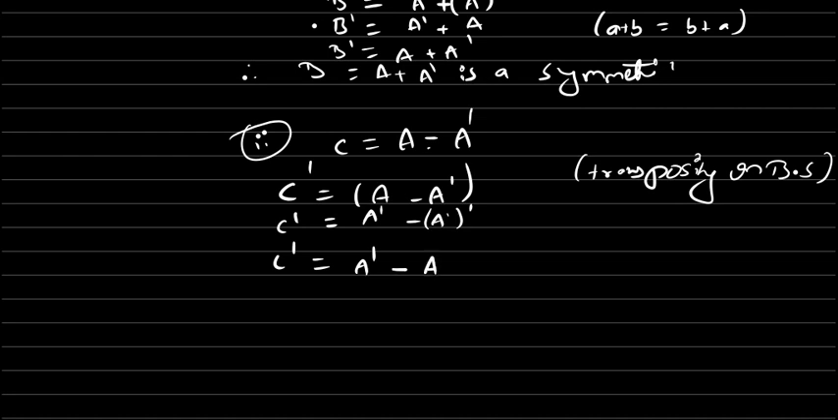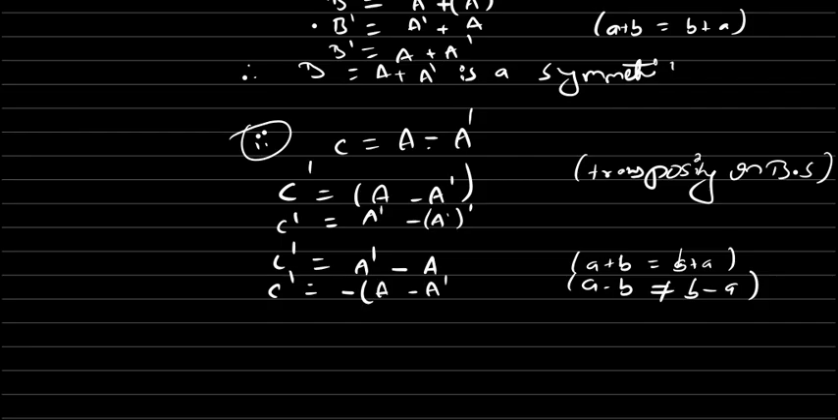Here it won't be like A plus B is equal to B plus A, but A minus B is not equal to B minus A. So for C dash, we will take minus common out of A minus A dash. It is similar to 4 minus 5. If you consider A minus B, we will take minus outside and write B minus A. Solving this, minus into B will become minus B, minus into minus A will become plus A.